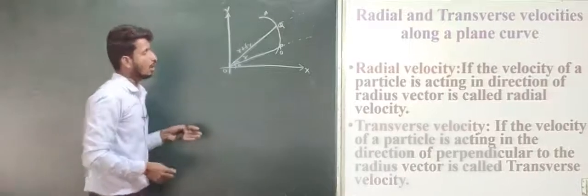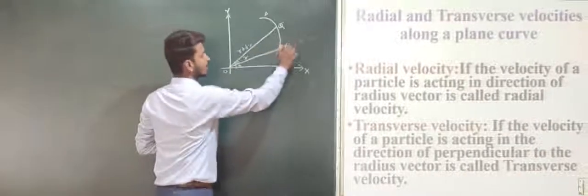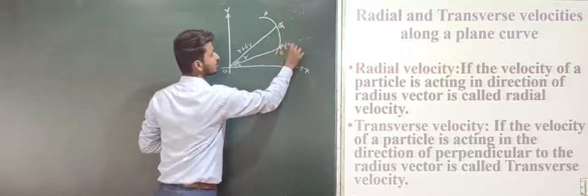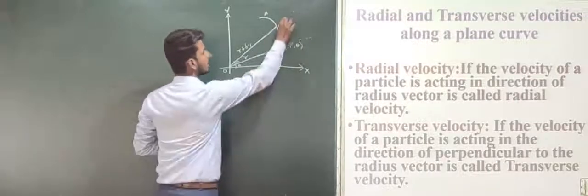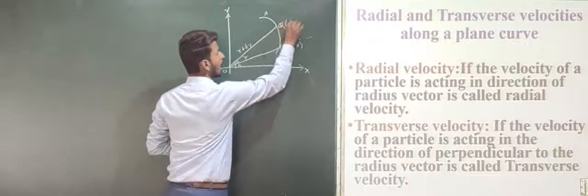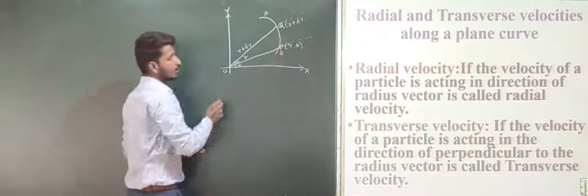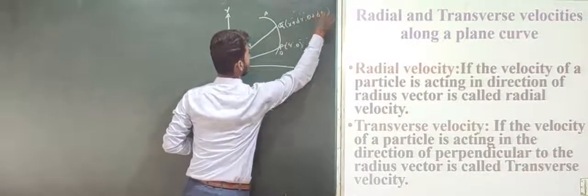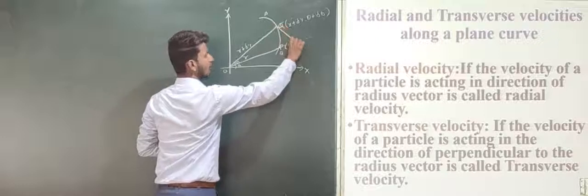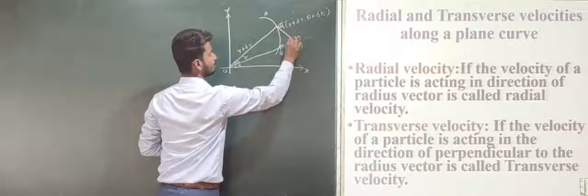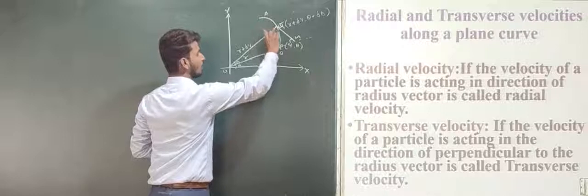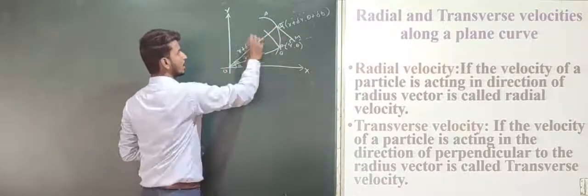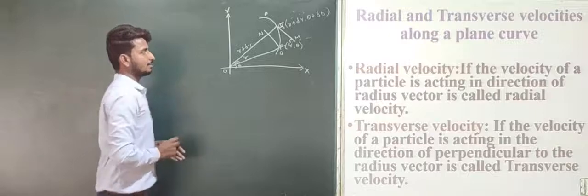Here the coordinates of the points P and Q will be: here the particle has traveled r distance by making an angle theta, and here the particle has traveled r plus delta r, making an angle theta plus delta theta. Next we will draw a line perpendicular to Q and denote this as M, and again we will draw a line perpendicular to P and we denote this as N.